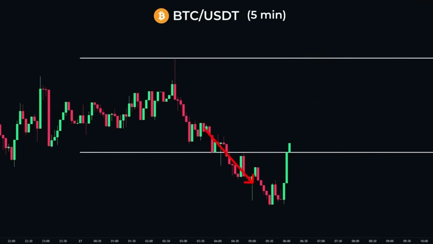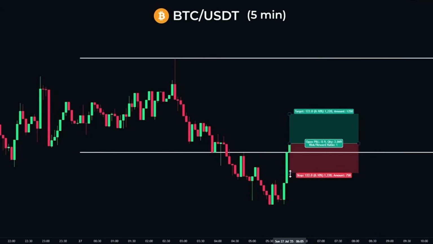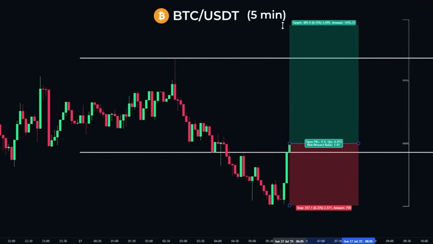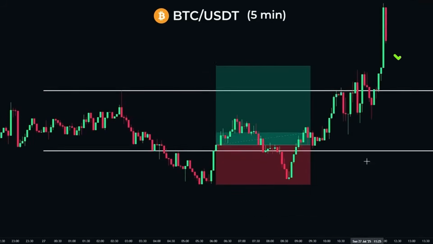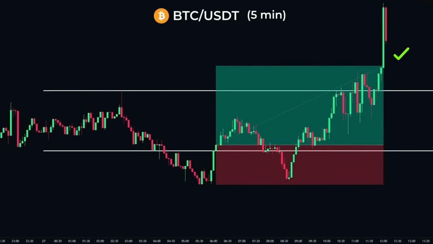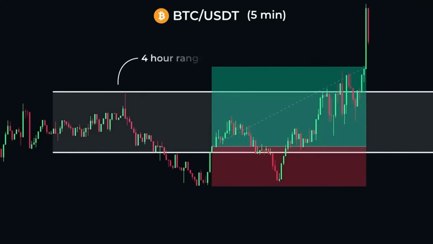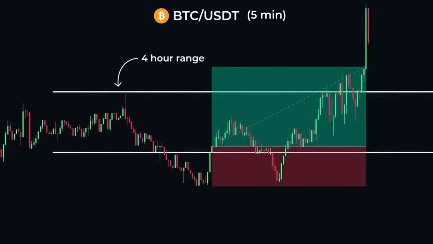Since price broke the range low and then re-entered, this is a signal to go long. For the stop loss, we place it at the exact low of the breakout move. And for the take profit, we set it at 2 times the size of our stop loss. As you can see here, price moves up and hits the take profit target. Now keep in mind, as long as we're still within the same trading day as the 4-hour range we marked, we can still take more trades if another valid setup shows up.